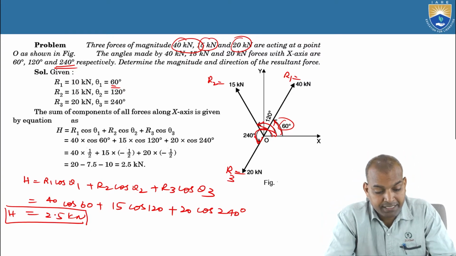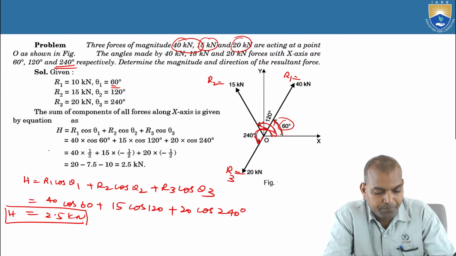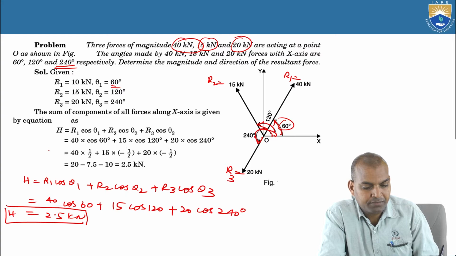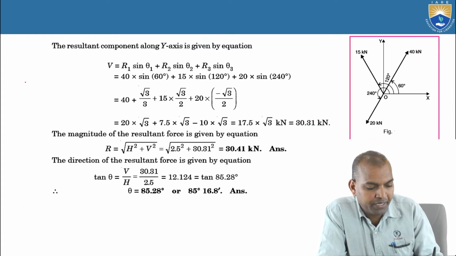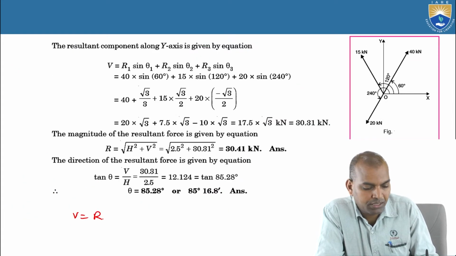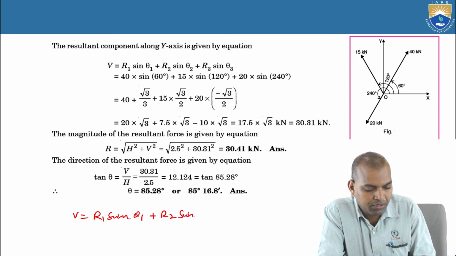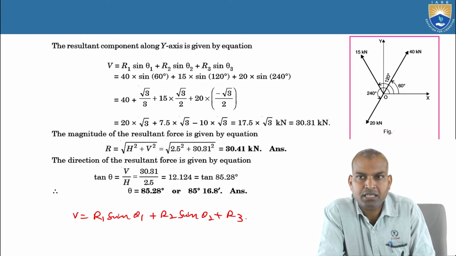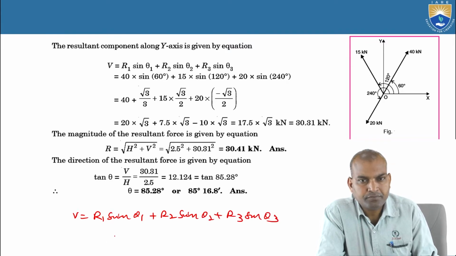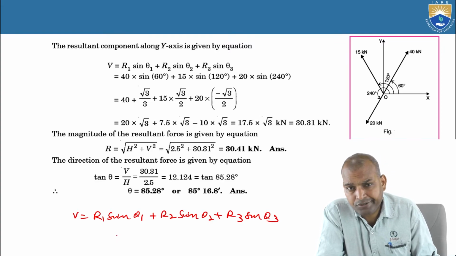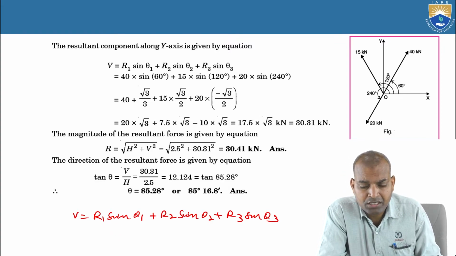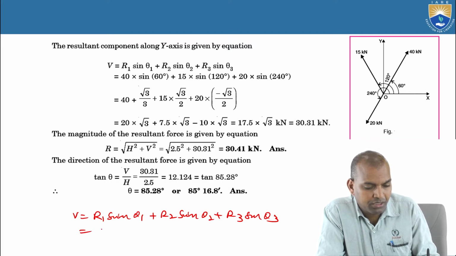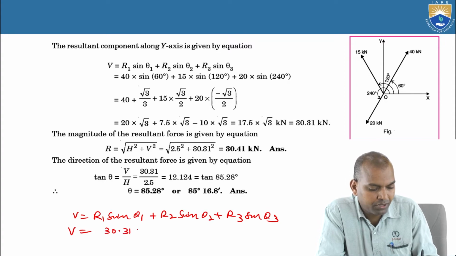Okay. Next, what about the vertical component? In the case of the vertical component, V equal to R1 sin theta 1 plus R2 sin theta 2 plus R3 sin theta 3. Substitute R1, R2, R3 and theta 1, theta 2 and theta 3 in this expression, then the value obtained is V equal to 30.31 kilonewtons.